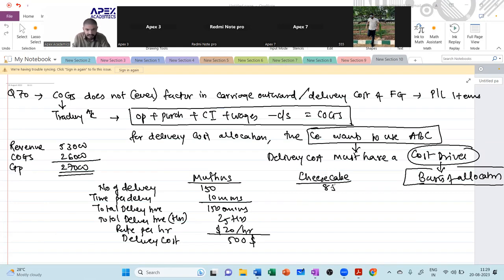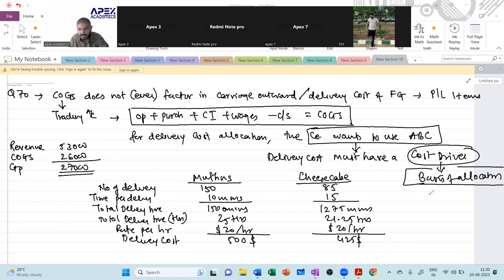Cheesecake has 85 deliveries, each taking 15 minutes per delivery, which will be 1275 minutes. If divided by 60, this will come to 21.25 hours. At the rate of $20 per hour, it comes to $425. This is the delivery cost for your cheesecakes.